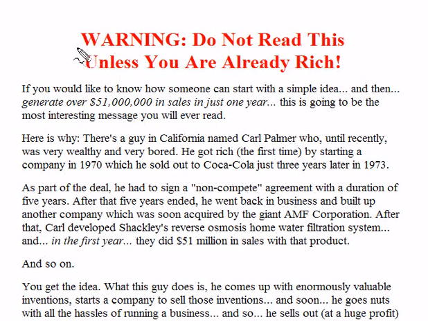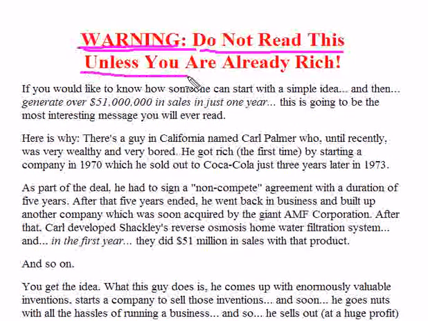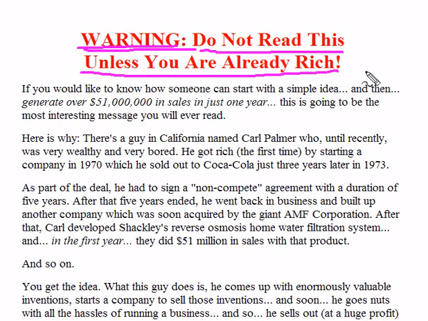Now "warning" for sure gets your attention right away. And here he's using the technique that we refer to as intimidation. In other words, he's saying, "Warning, do not read this unless you're already rich." It means that whether you're rich or not, you're going to read it, simply because you warned me not to read it, that's the reason why I'm going to do it. In other words, this builds curiosity in the person who is reading it.